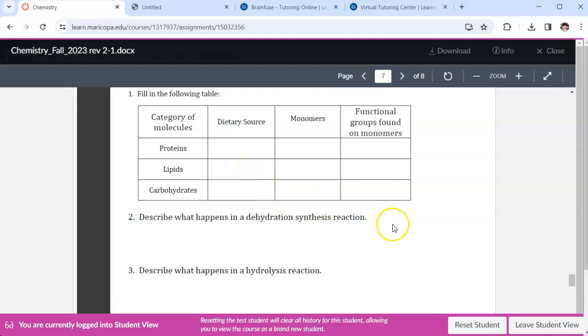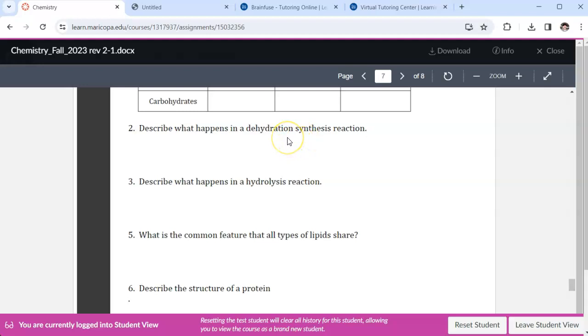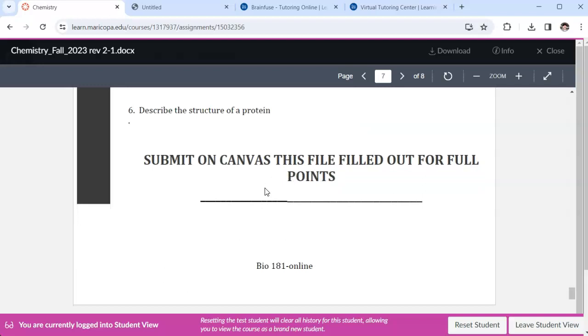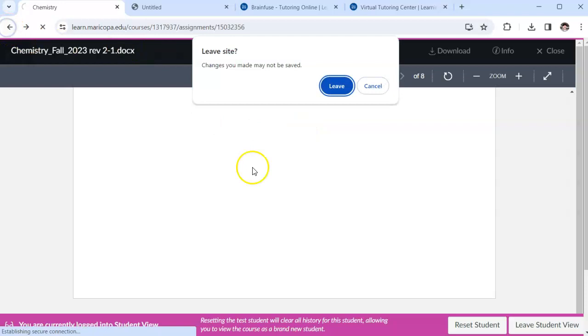We talked about dehydration. What's a dehydration reaction? We take water out and we build molecules. What happens in hydrolysis? We add water in, we break down molecules. Easy enough. All right. When you're done with all that, you fill it all out.